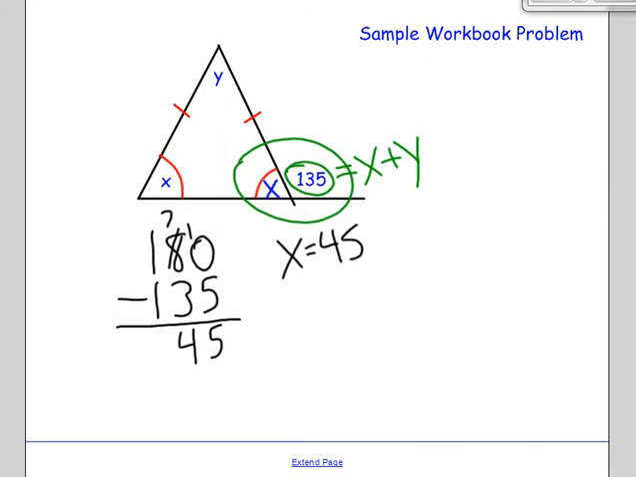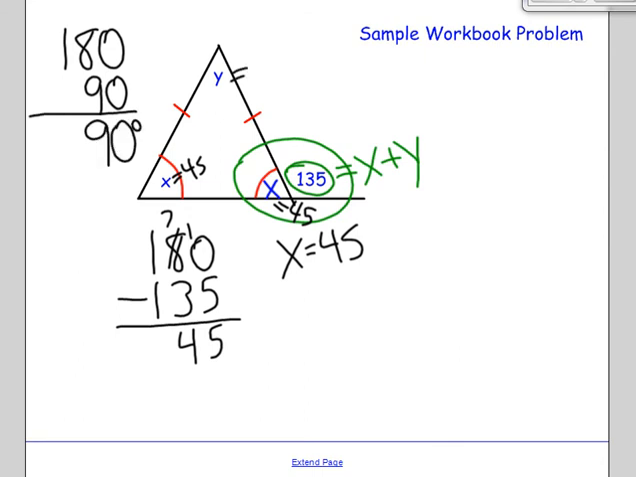Okay? And with x equaling 45, then I know this one right here is 45. This one right here is obviously 45. 45 plus 45 is 90 degrees. And I know all three of these angles add up to 180 degrees. So I'll take 180 degrees, subtract 90 degrees, which is the two x's, 45 plus 45, and that leaves me with 90 degrees, which is the value of y. Okay, doesn't look like it here, but that's supposed to be a right angle. So that's how you would solve that one.